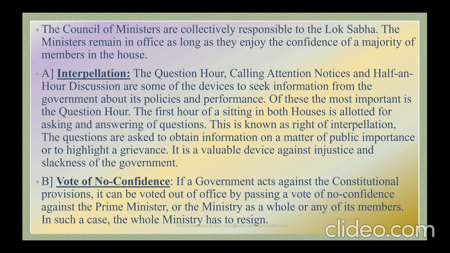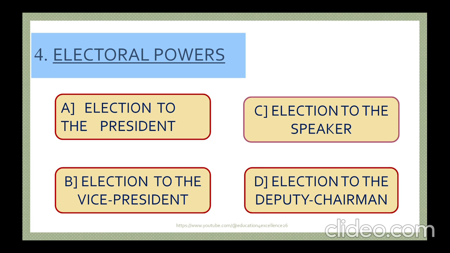Next, vote of no confidence. We have already discussed this. If a government acts against the constitutional provisions, it can be voted out of office by passing a vote of no confidence against the prime minister, the ministry as a whole, or any of its members. In such a case, the whole ministry has to resign.